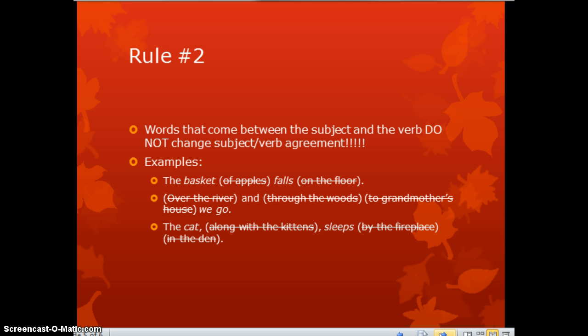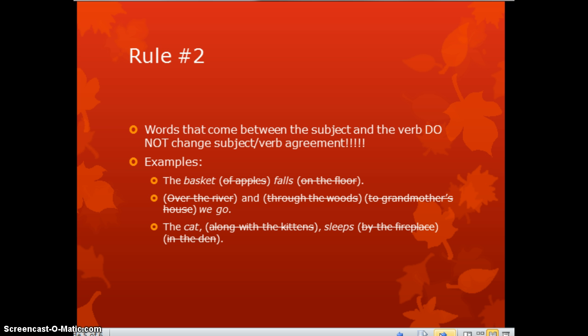We've talked about these, not in great detail, but remember prepositional phrases are anything that have to do with a house. You can go to the house, you can go through the house, you can go by the house, you can go along the house, on the house. So I've given you several examples.